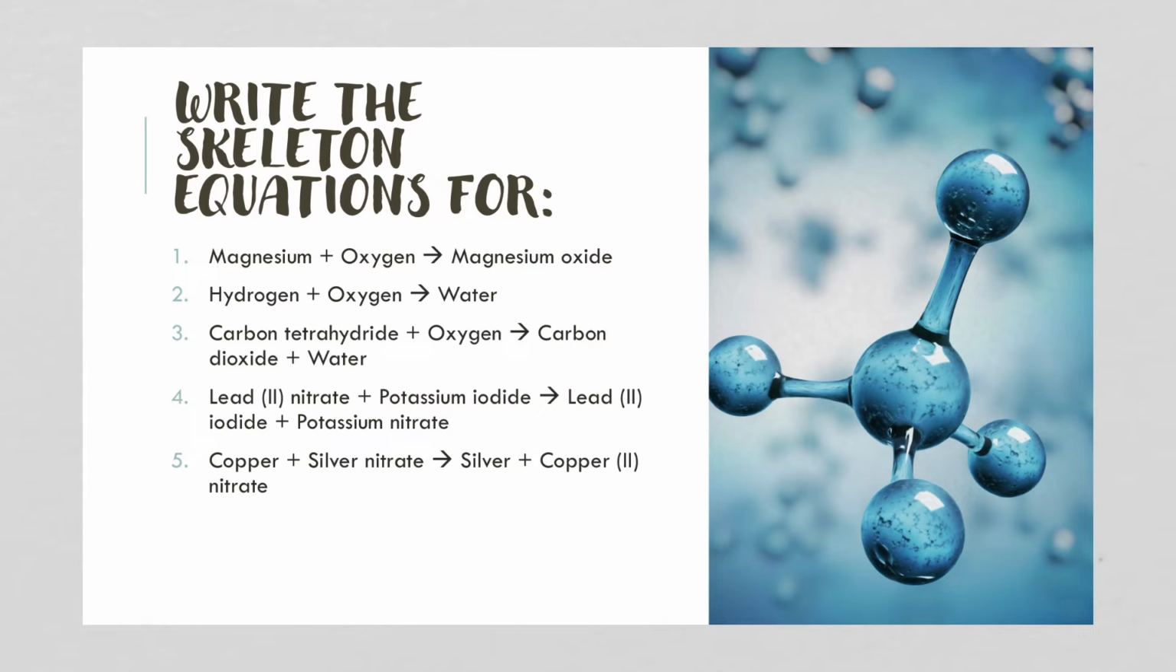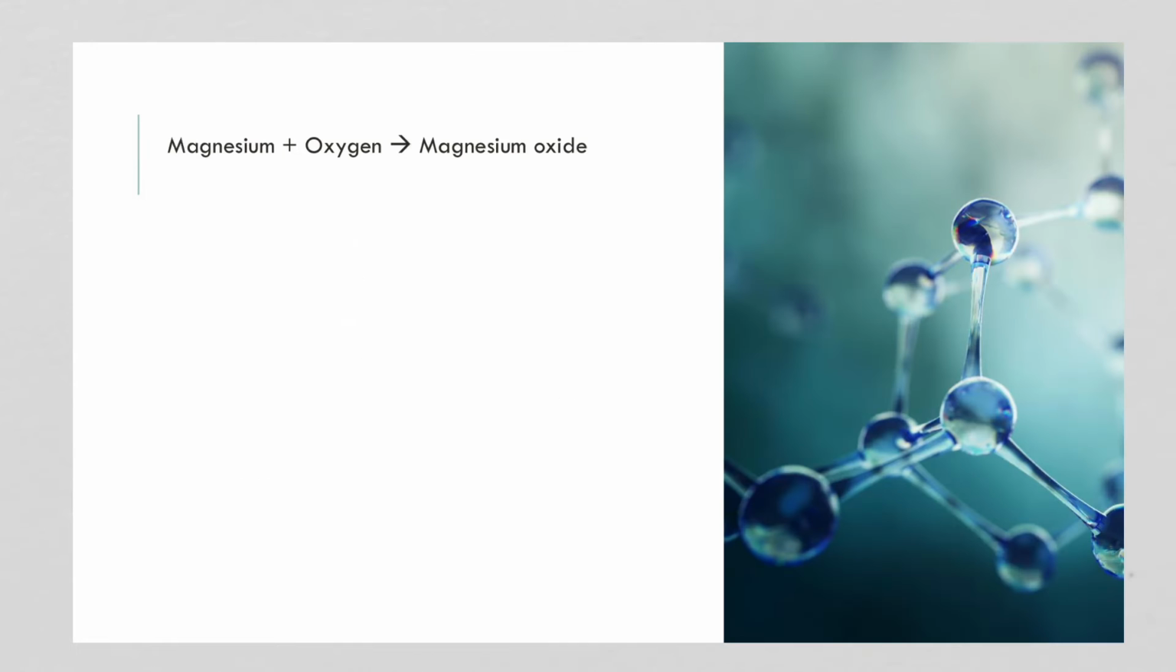Let's practice. We're going to write the skeleton equations for the following reactions on the next few slides, and then we will balance them afterwards. So for this first example, we have magnesium. That's a metal, so we just write Mg plus oxygen. Remember, diatomic molecule, so O2, doesn't like to be alone, makes magnesium oxide.